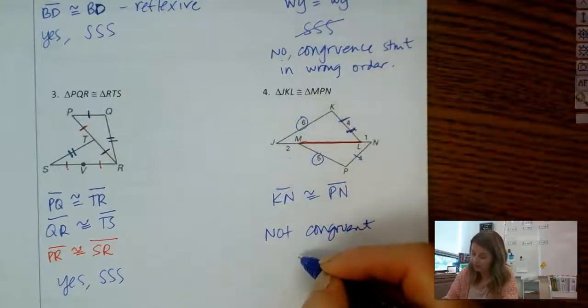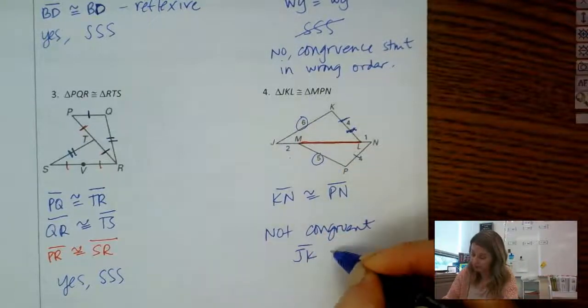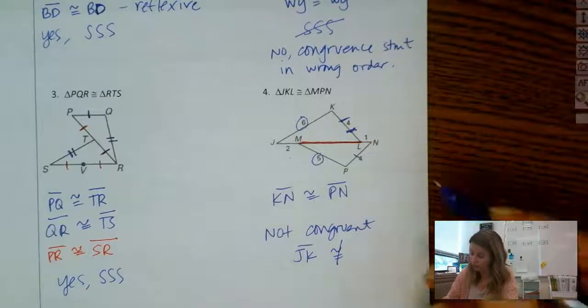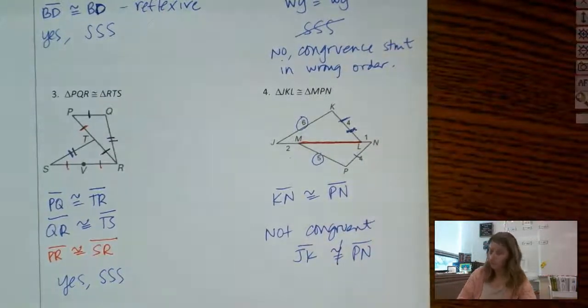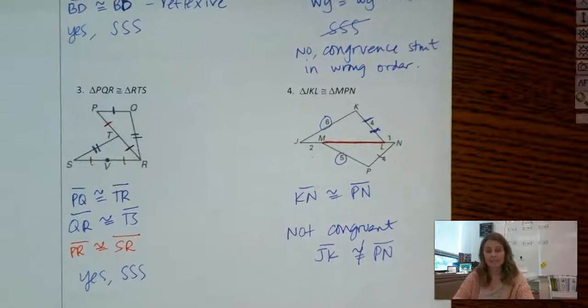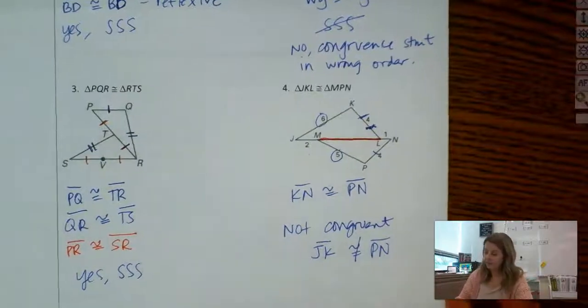And then I might just list out that segment JK is congruent, I'm going to put a slash through it for not, to segment PN. Okay, so if I don't get my sides to align, then clearly they would not be considered congruent. Okay, let's move on to the last couple.